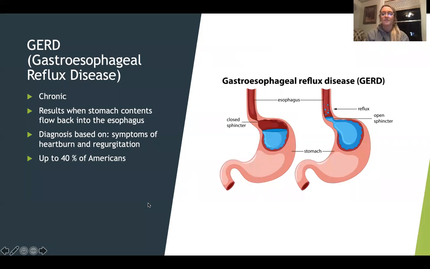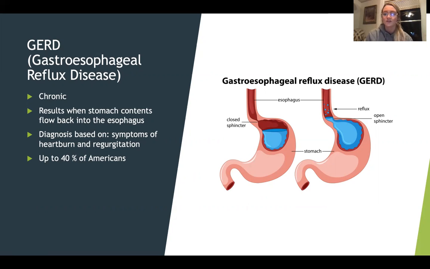So the first topic of my presentation is GERD, otherwise known as gastroesophageal reflux disease. It's a very common disease. It affects about 40% of Americans, and it's chronic. It results when stomach contents flow back up into the esophagus, and there are many things that can cause that. They diagnose this on symptoms of heartburn and regurgitation. These symptoms can be extremely painful or not painful, ranging from just mild heartburn to horrible chest pain. Some people relate it to feeling like they have heart issues, but they really are just having GERD symptoms.